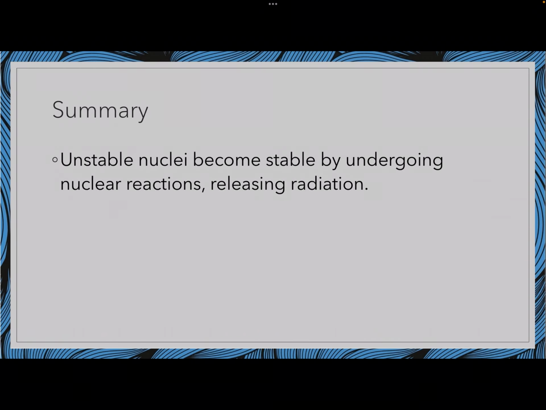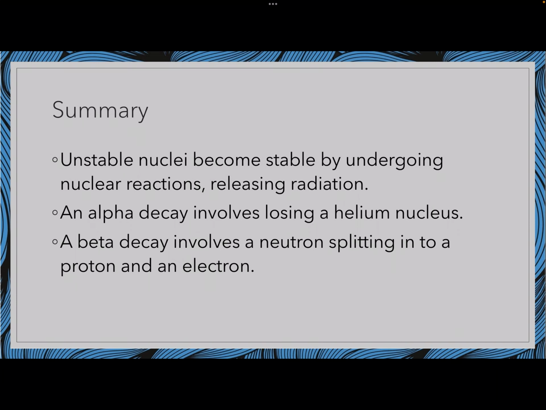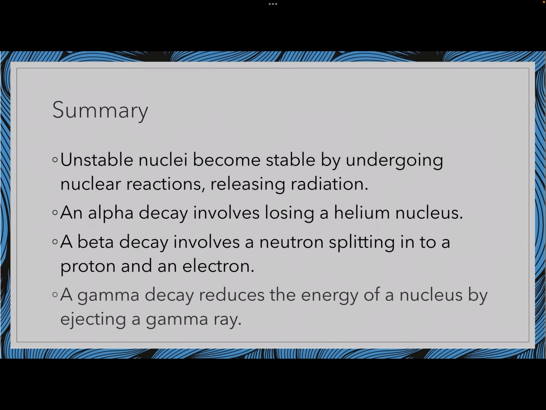Yeah, a summary. So unstable nuclei become stable by undergoing nuclear reactions, releasing radiation. An alpha decay involves losing a helium nucleus. A beta decay involves a neutron splitting into a proton and electron. And a gamma decay reduces the energy of a nucleus by ejecting a gamma ray. And the other really important thing, our masses and our atomic numbers should be the same on both sides of the reaction. So our law of conservation of mass. Just remember that.